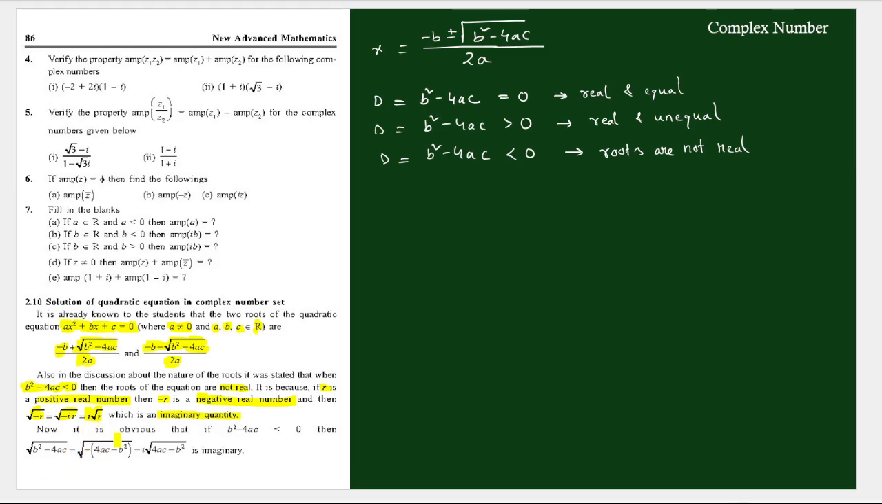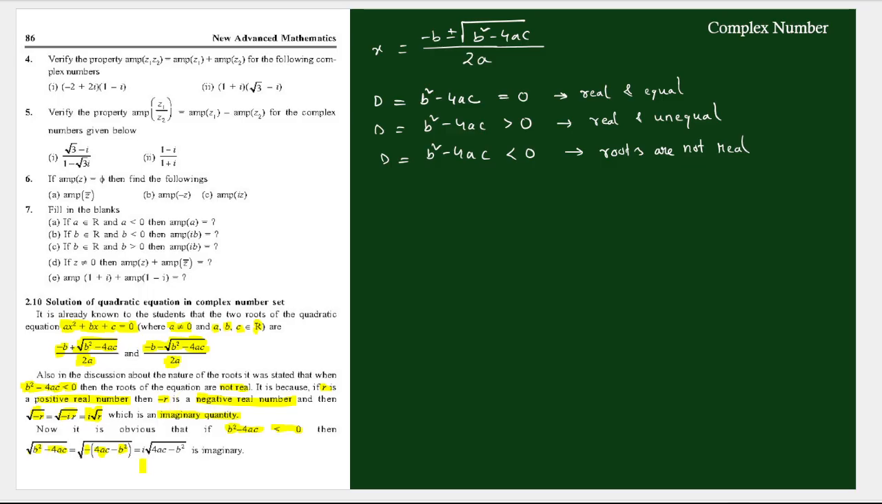Fine. Now it is obvious that b square minus 4ac is less than 0. If this is less than 0, then in this expression under the root, b square minus 4ac, we can take minus common. We wrote 4ac first, this is plus b square, so we made it minus b square. Minus into minus becomes plus 4ac. Okay, we are not altering anything.